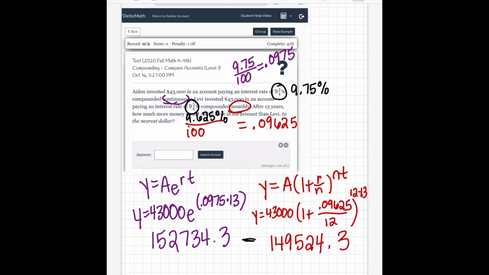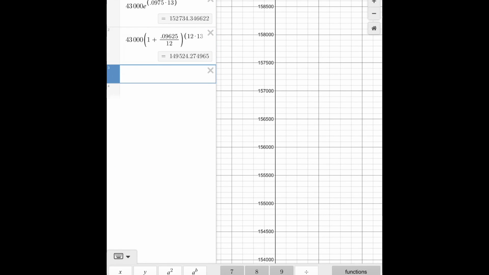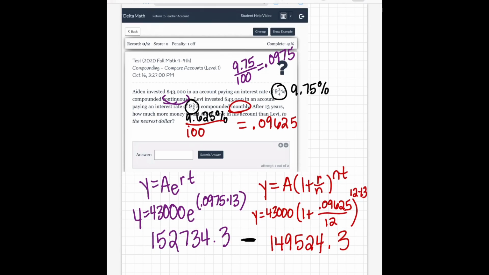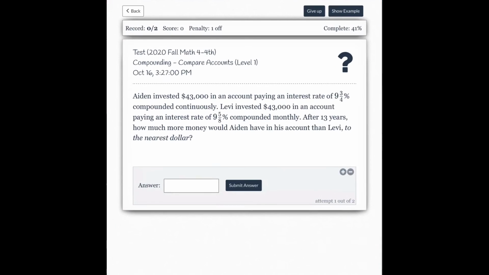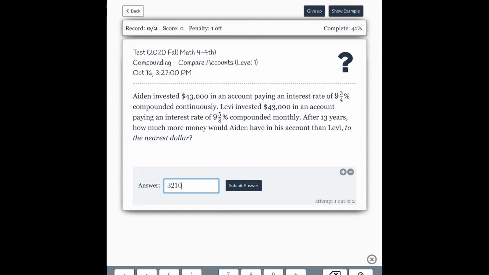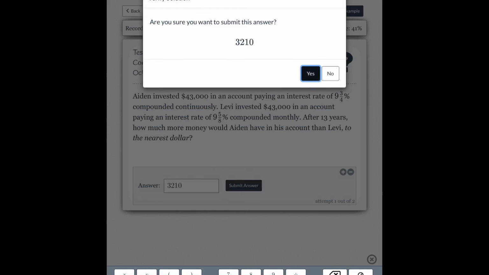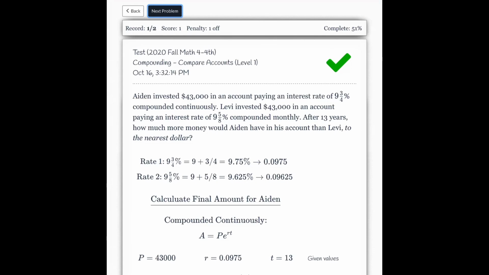Now, it says to the nearest dollar, what's the difference? So I'm going to subtract these two and find the difference here. I'm going to go back to Desmos. 152,734.3 minus 149,524.3. And I get a $3,210 difference. And that's what I would plug in. I would plug in that difference. I think I still have it open. So 3,210 is the difference.